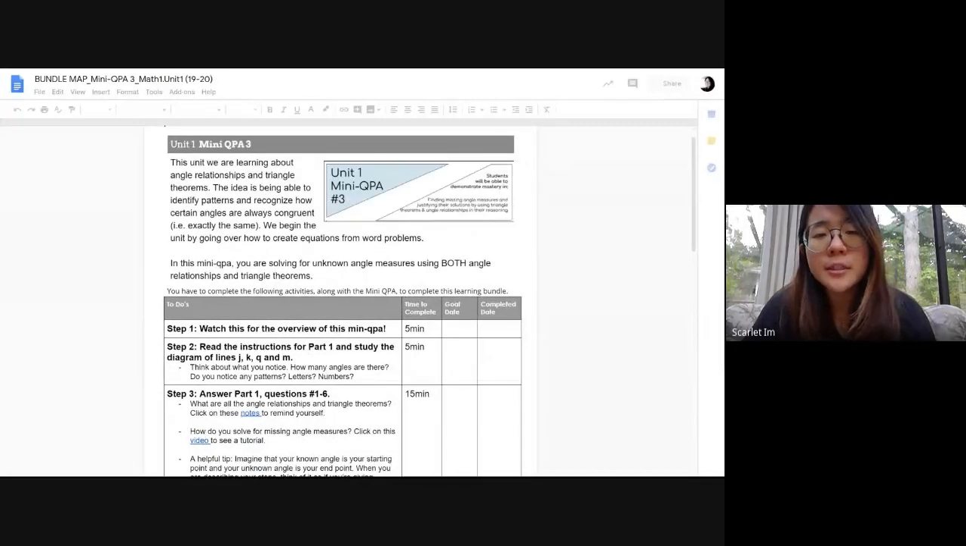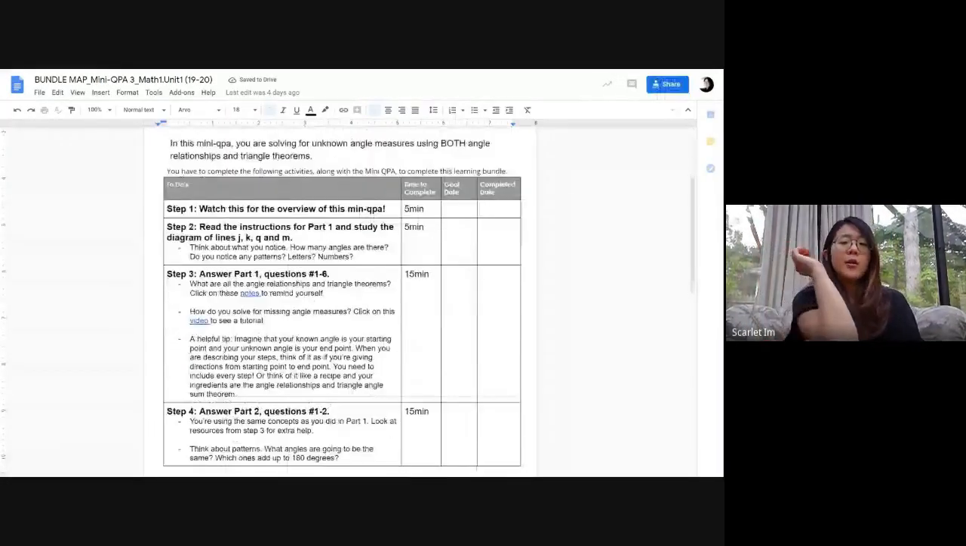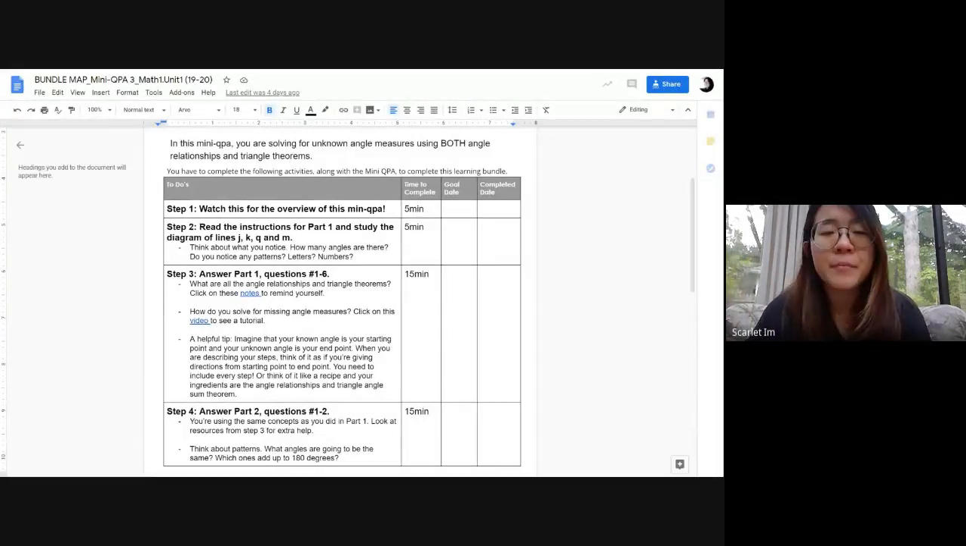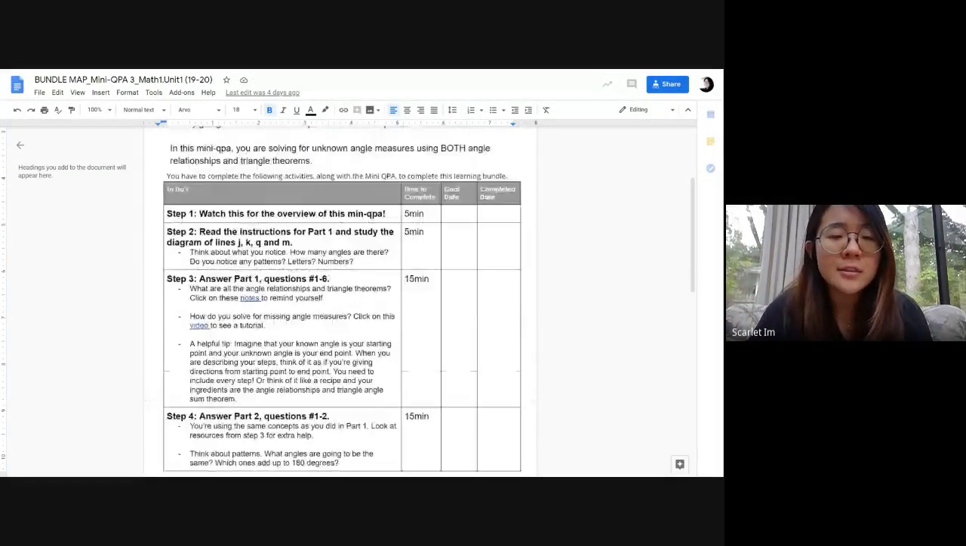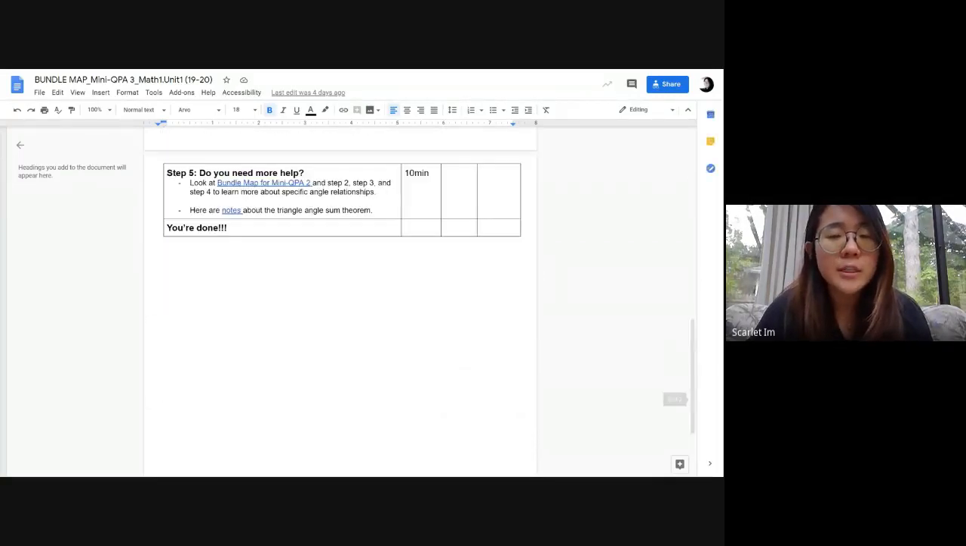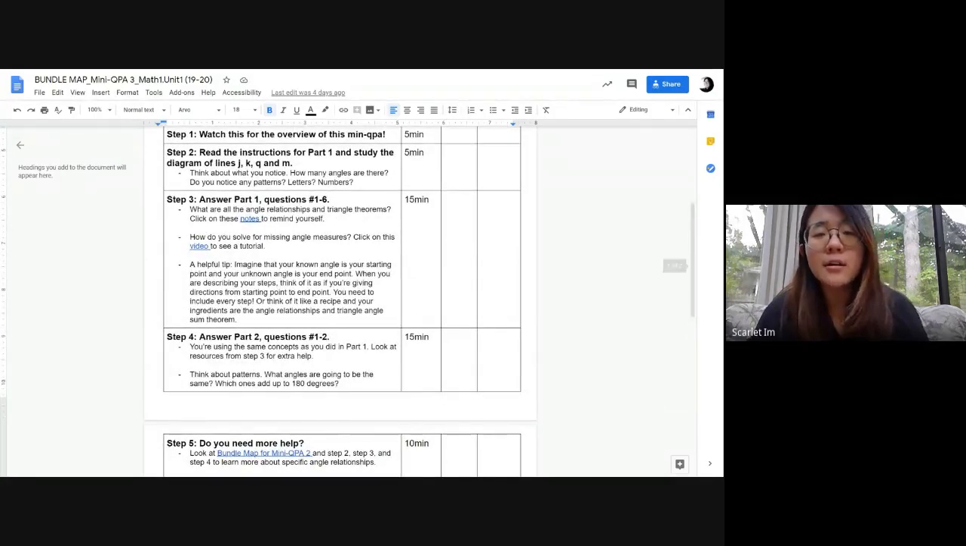So I talk a little bit about the unit. We're learning about angle relationships and triangle theorems. And in this case, we're going to be looking for unknown angle measures. I like to think of it as a puzzle. I broke down the assignment into 5 steps, and make sure that when you're going down the steps, to read all that I wrote out.